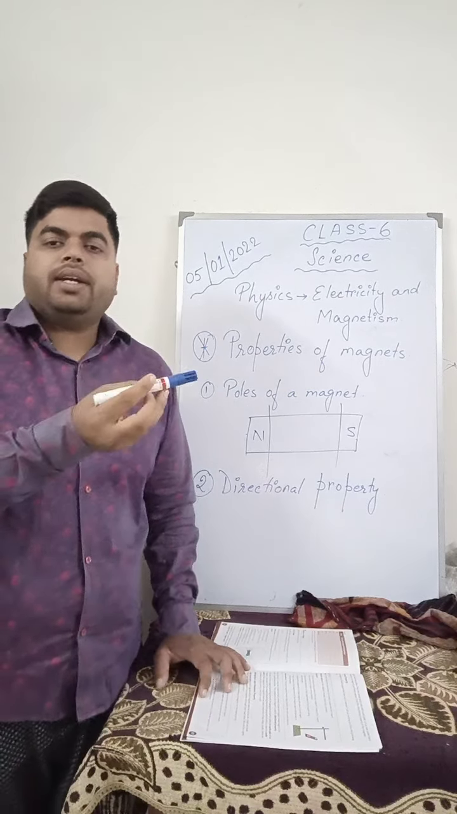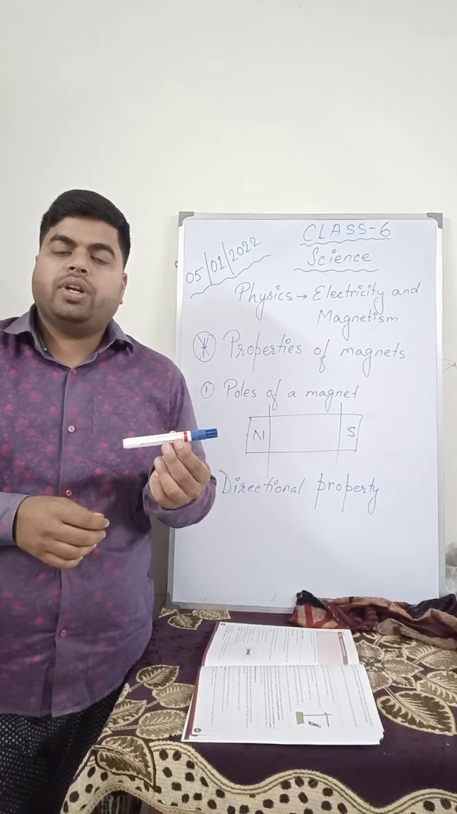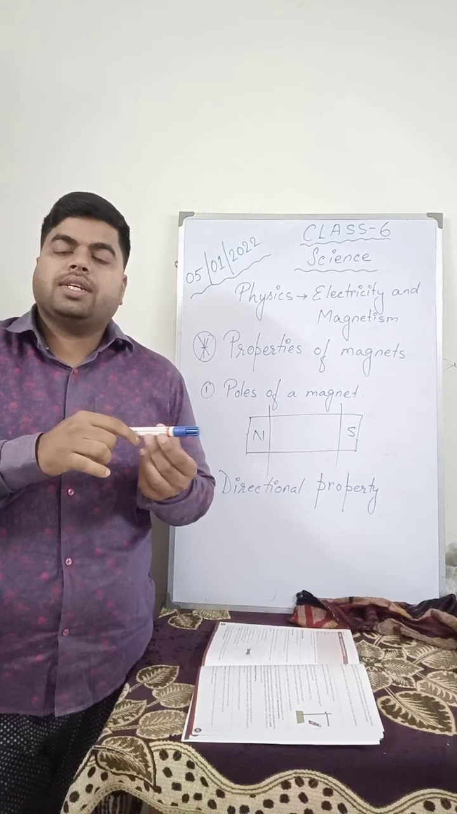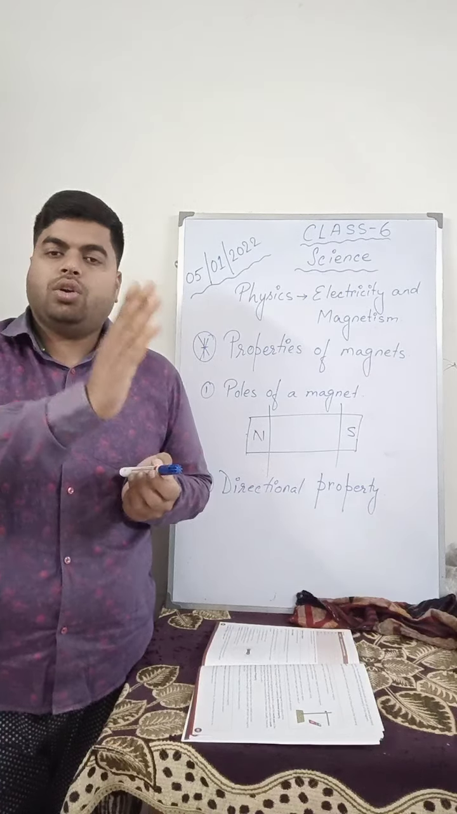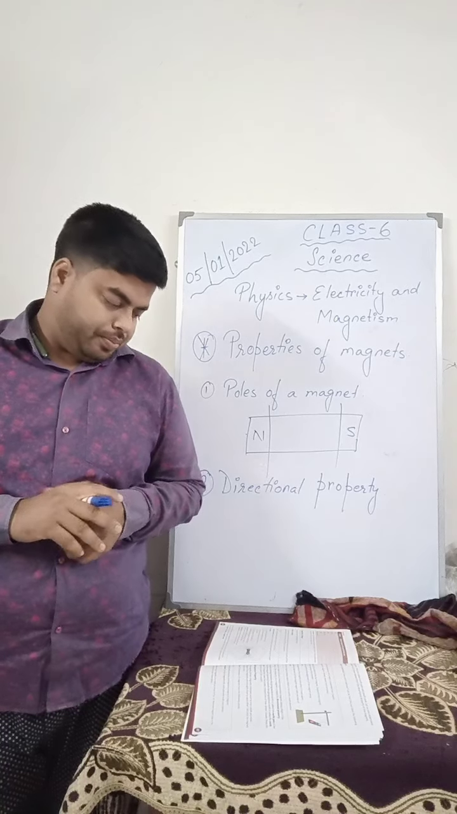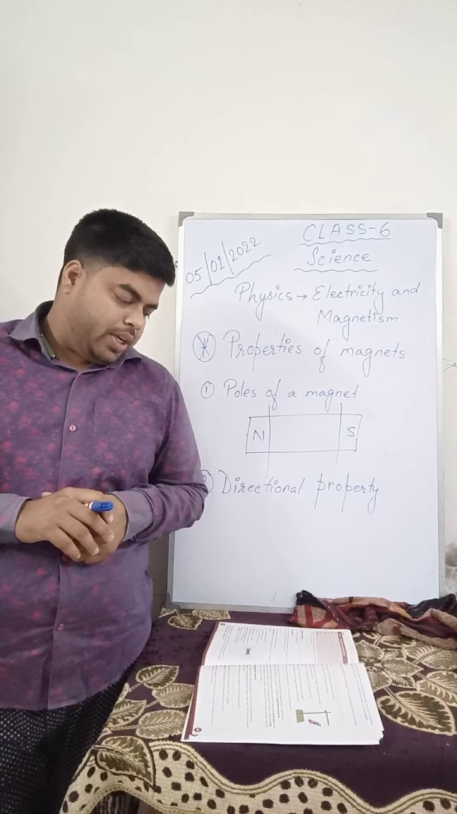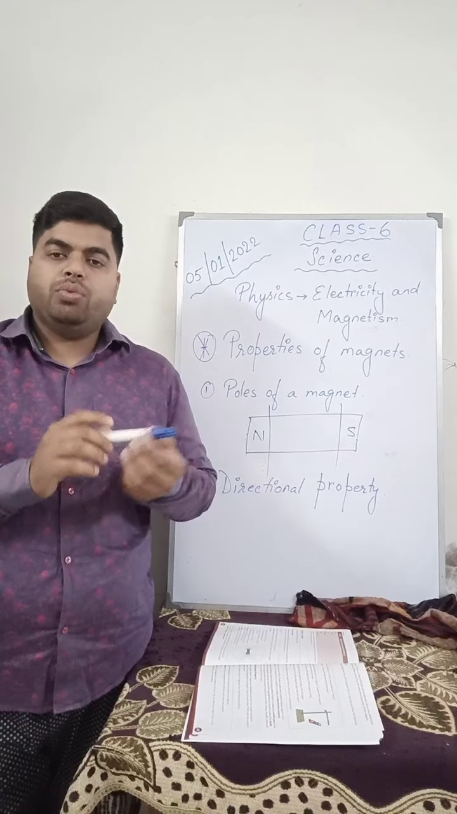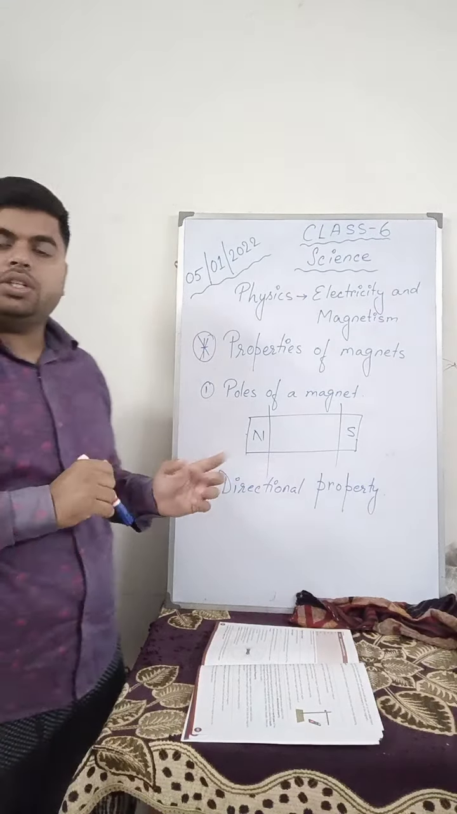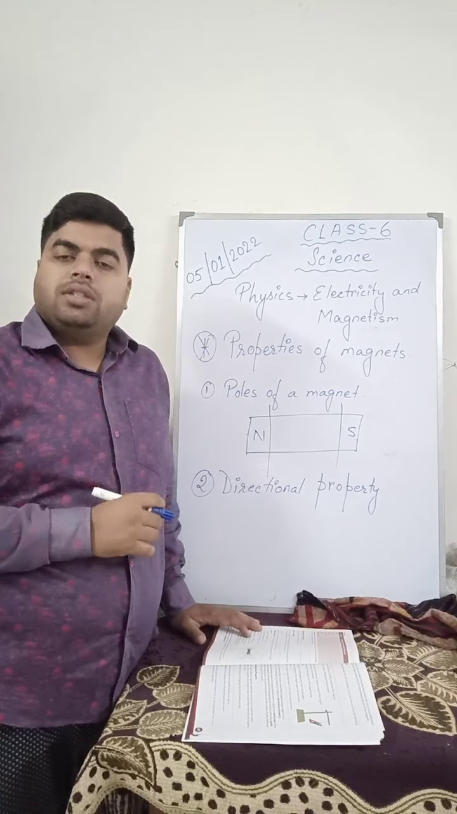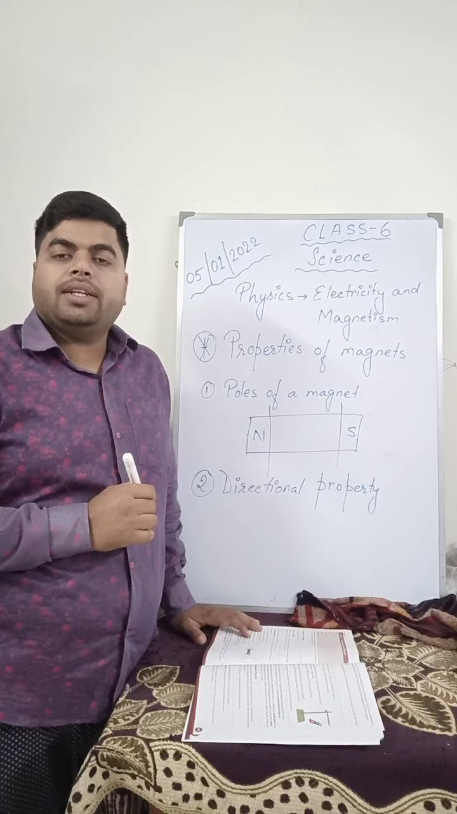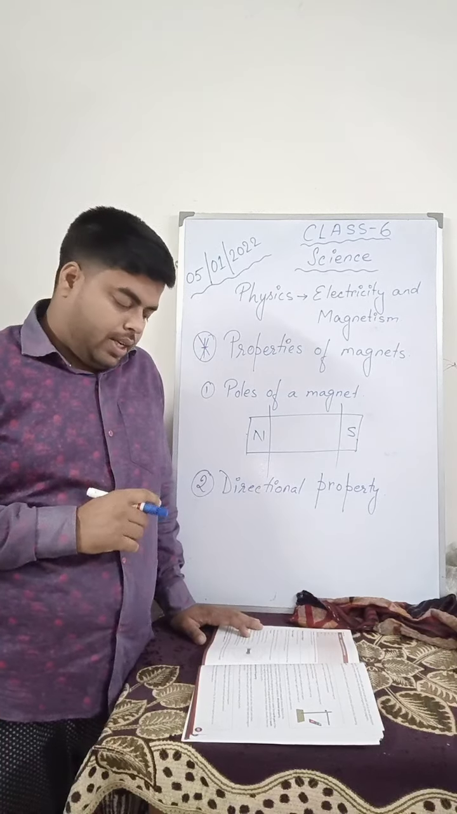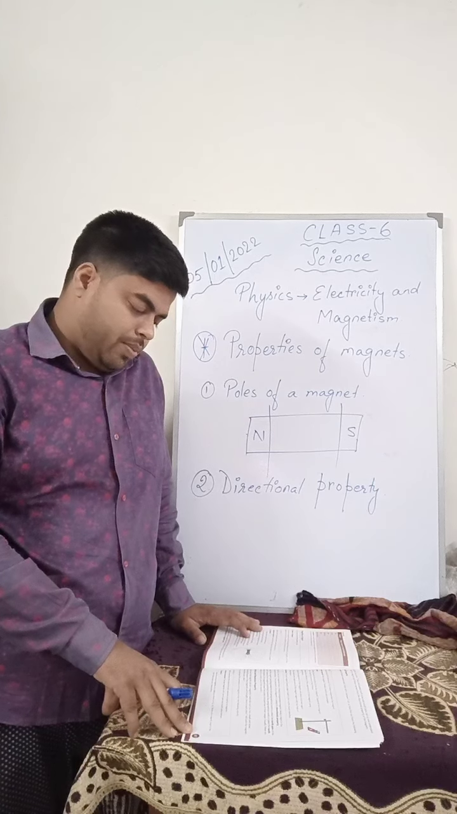So when this magnet comes to rest, that means it does not move anymore, it actually faces or comes to rest in the north-south direction. The end of the magnet pointing towards the geographical north is the north pole. That means the end which faces the north side is the north pole, and the end of the magnet that faces the south side is known as the south pole of the magnet.